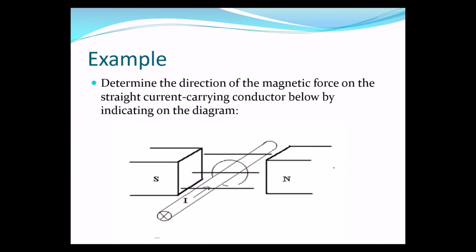So we're going to start off with an example. Determine the direction of the magnetic force on a straight current carrying conductor below by indicating on the diagram. Okay. So first thing we need to do is, magnetic field runs from north to south. So my permanent magnetic field is that way. These are going to be my fingers, and my current is going into the page. So this will be my thumb. And I'm going to switch to my camera so we can see what happens.